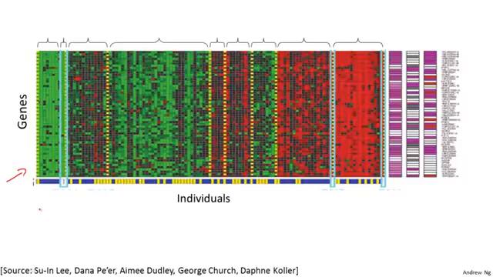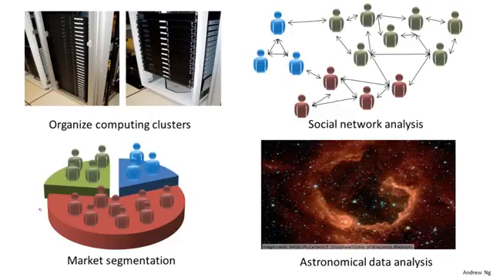Unsupervised learning or clustering is used for a bunch of other applications. It's used to organize large computer clusters. I had some friends looking at large data centers, that is, large computer clusters, and trying to figure out which machines tend to work together. And if you can put those machines together, you can make your data center work more efficiently.